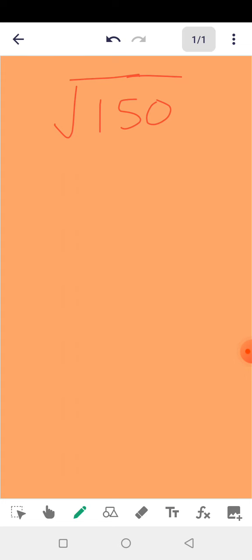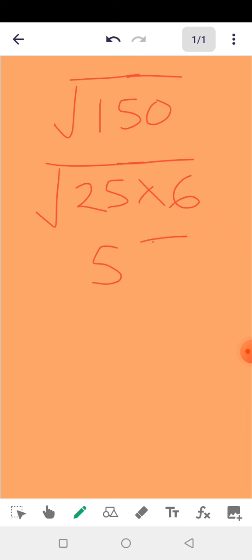Ding again. I think you should be true by now. Now, looking at 150, obviously you should have 25 times 6, which is 25 times 6 plus 6 times 6. Now, 25 is the highest perfect square that is a factor of 150. So this will give me 5, then my root 6 will be that.